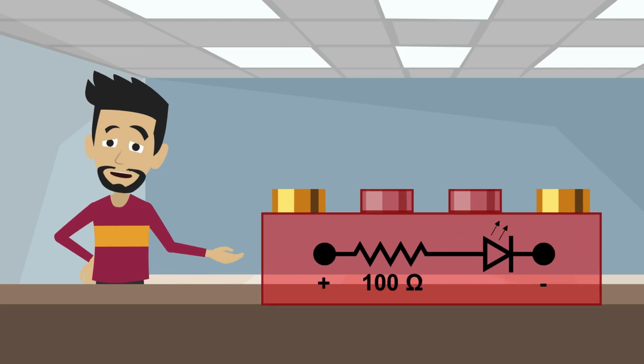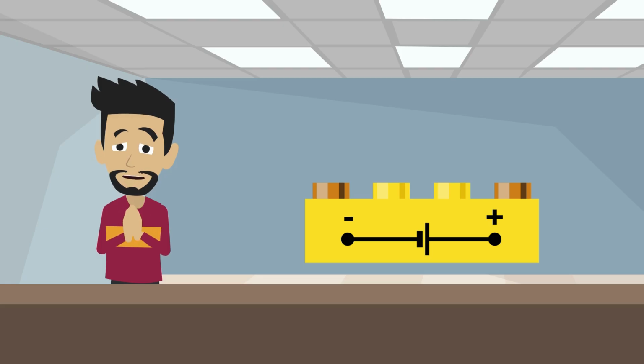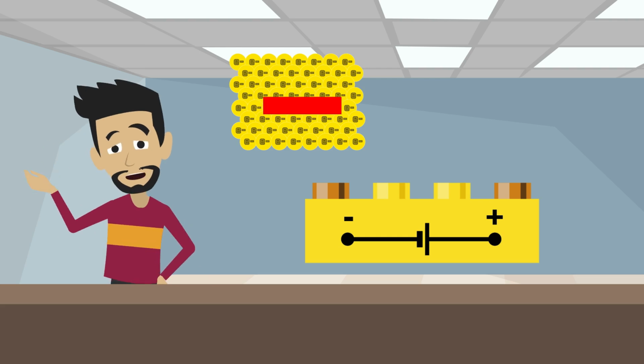Polarity in electronics refers to the components having a relative positive and negative side. Batteries have polarity because the abundance of electrons on the negative side creates a negative charge when compared to the positive side.